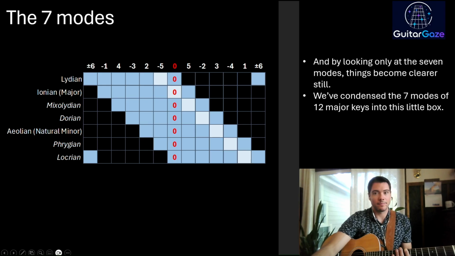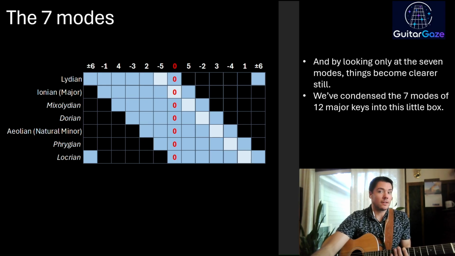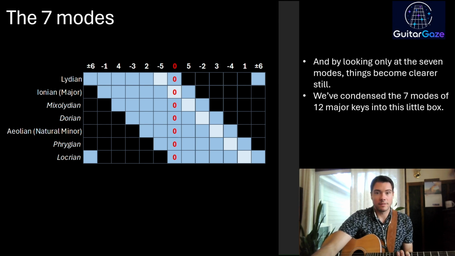Similarly, the only difference between the major and the mixed Lydian is instead of -1, you have -2 in the mixed Lydian. So instead of -1, you got a -2 in the mixed Lydian. That is the only difference between those two.